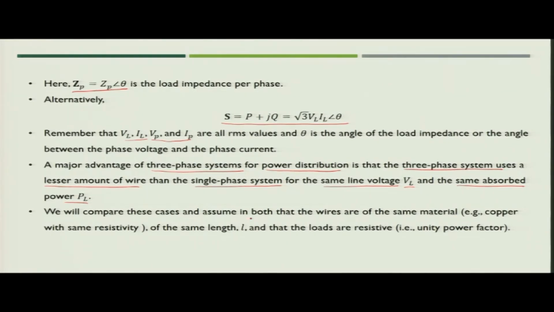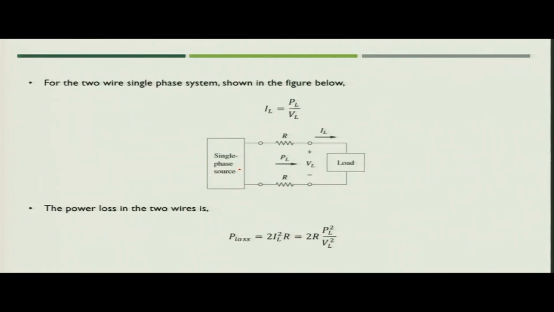So, what we will do, we will first assume that in both of the systems, one 3 phase and another single phase, we are using the same material, that means copper with the same resistivity, and the same length of wire is being used. Let us say the length of the wire is L, and for simplicity we will assume that the loads are resistive, that means the load has unity power factor. Now, in case of the single phase system, we will have 2 wires creating the single phase circuit, where one single phase source will be supplying power to the load.